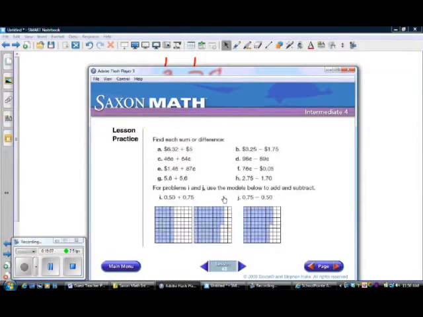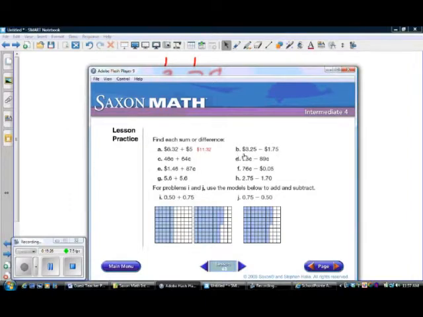You can do a capital L. Find each sum or difference. Okay, $6.32 plus $5. This is an easy one. If you wrote it out, you would put 5.00. But let's just add the dollars. 6 and 5. The cents are the same.